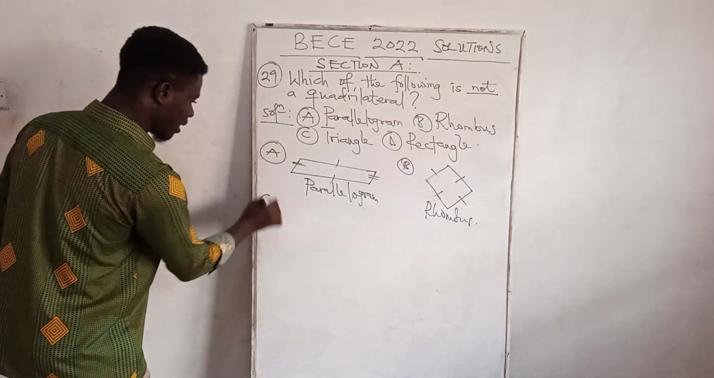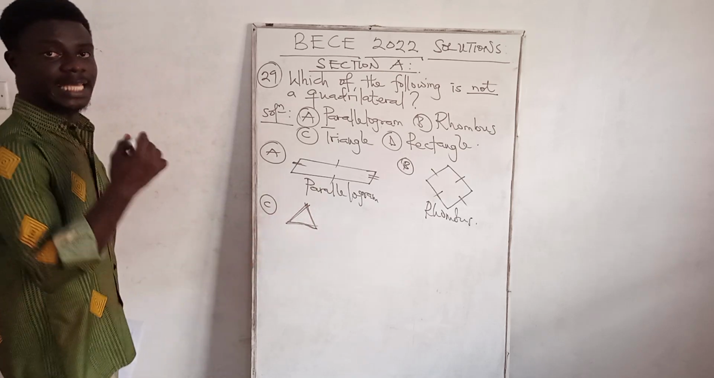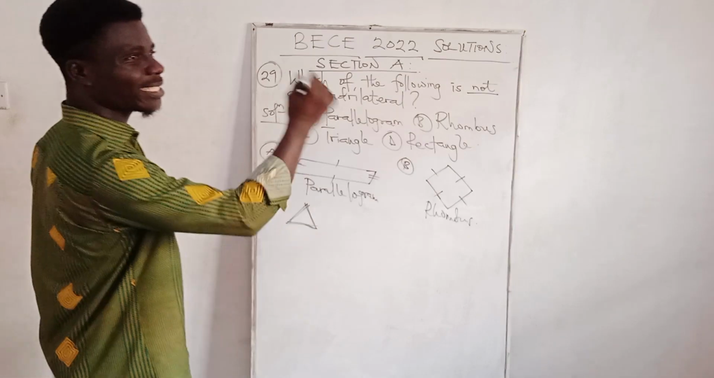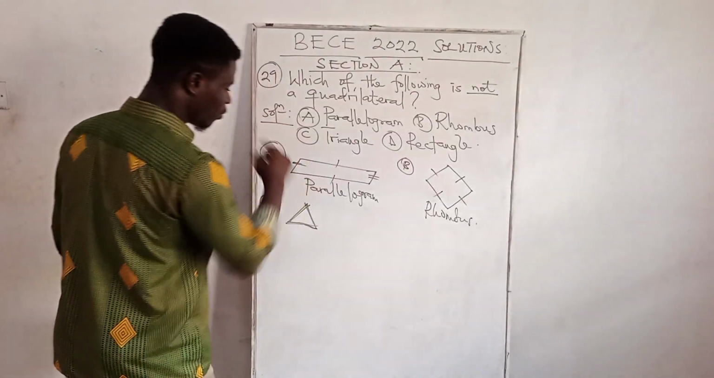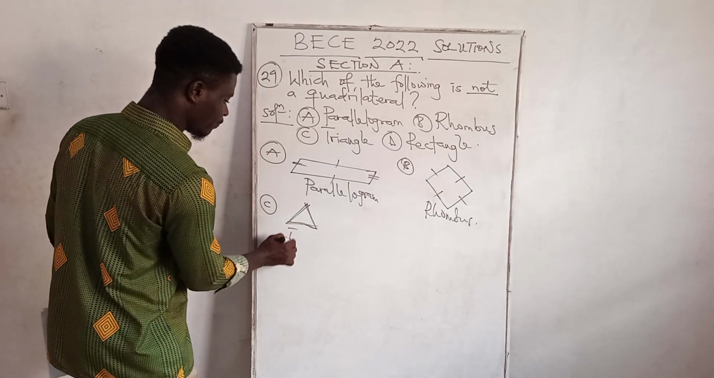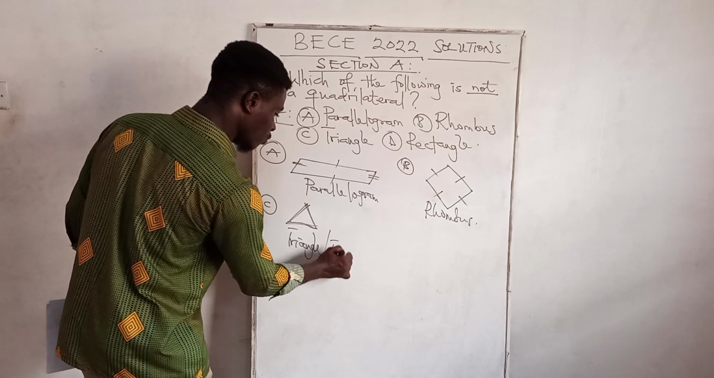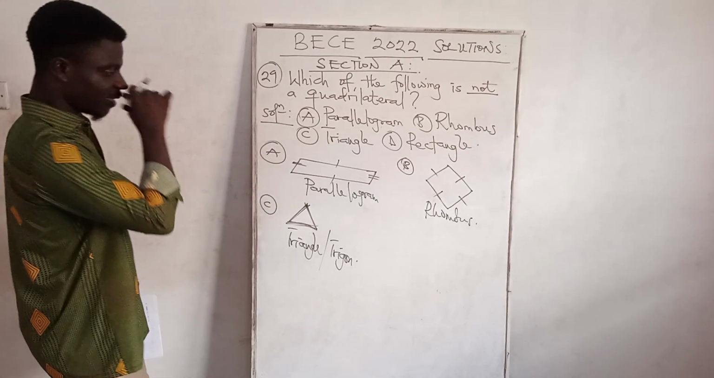Then my triangle. It can be scalene, equilateral, isosceles, right angled, obtuse, acute. They are all there, right? So now this one is a triangle, or we can call it a trigon, which means 3 sides, 3 edges, right?